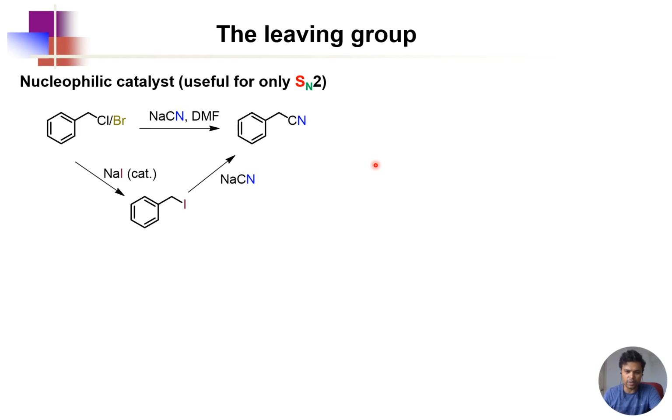So this is very common practice in organic synthesis, that they use sodium iodide as a catalytic amount to speed up the rate of the reaction. Now one may ask, sir, what about the mechanism, SN1 or SN2?